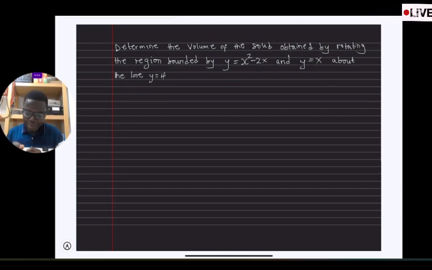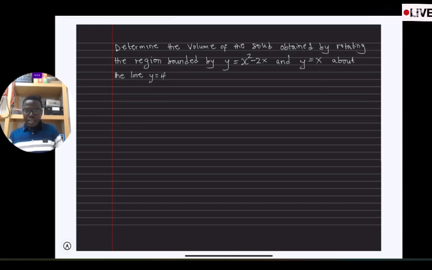So now the question is, determine the volume of the solid obtained by rotating the region bounded by y equal to x squared minus 2x and y equal to x about the line y equal to 4. That is, now we are not doing it at y equal to 0, which is the x-axis. Now we are doing it at y equal to 4. So how do we do that? Let's quickly try and see how we can solve it.